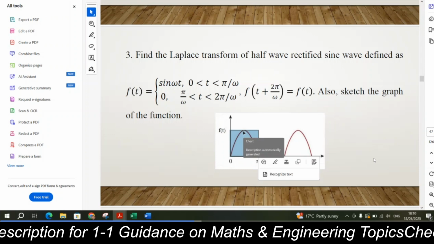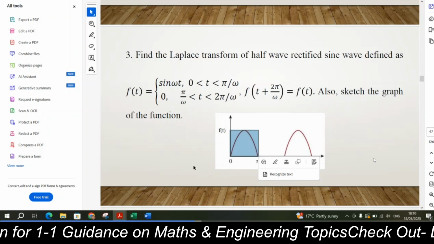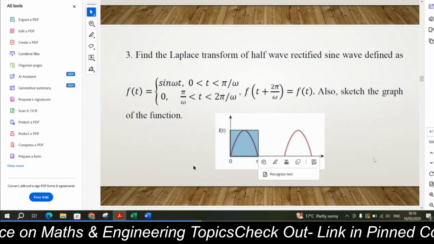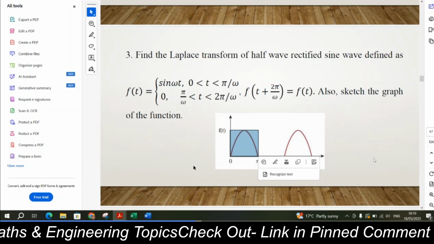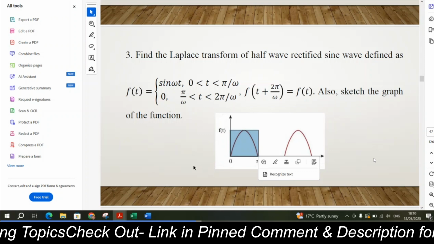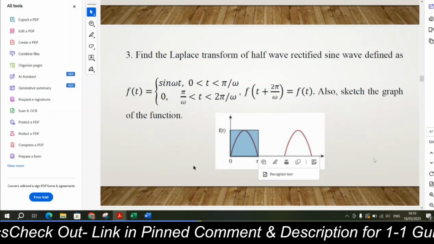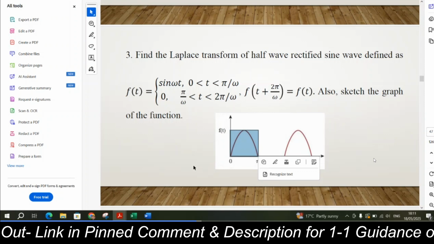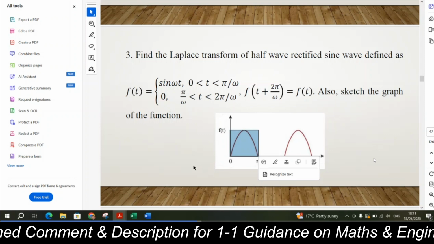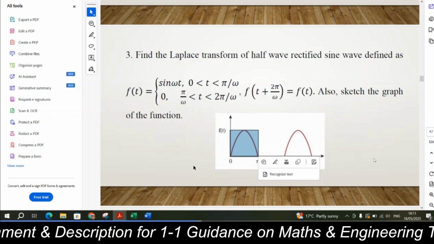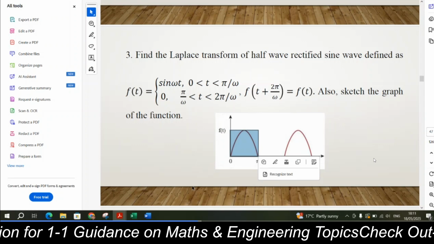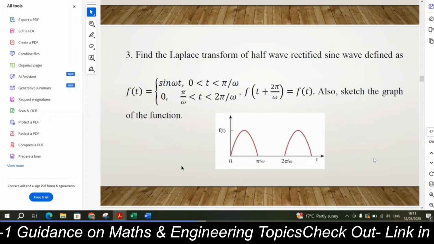Now over here it says f of t. Can you tell me what's the maximum value? What's the maximum value of the function? Is it half of pi by omega? You're telling me the function value or the angle value? The angle value. Yeah, the angle value is correct, half of pi by omega. But what is the function value?